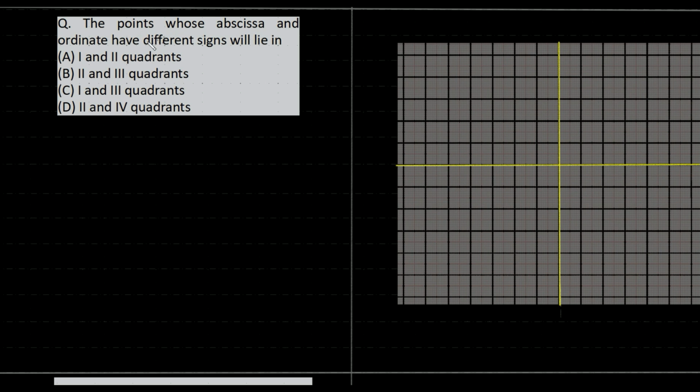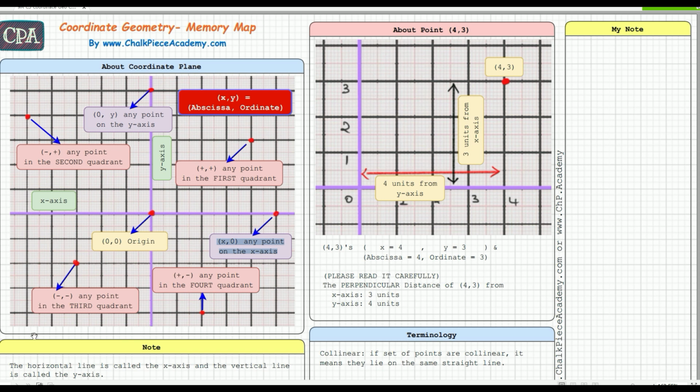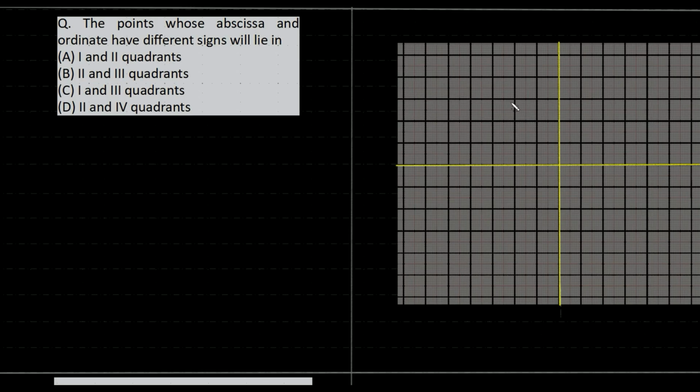The points whose abscissa and ordinate have different signs will lie in? Where will they be different? Here it's positive, positive. In the second quadrant it is negative, positive. Third is negative, negative. Fourth is positive, negative. So we have negative, positive here, and positive, negative here. So we have it in the second and fourth quadrant. Okay.